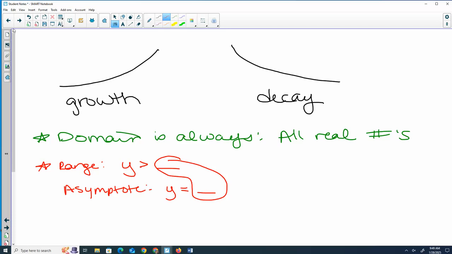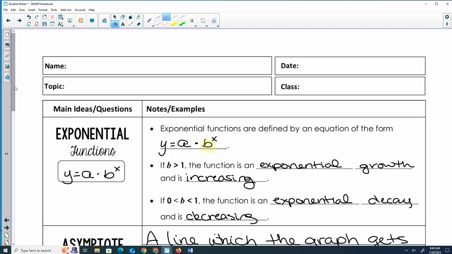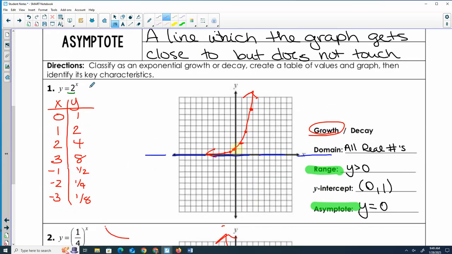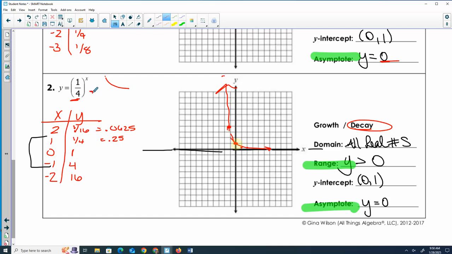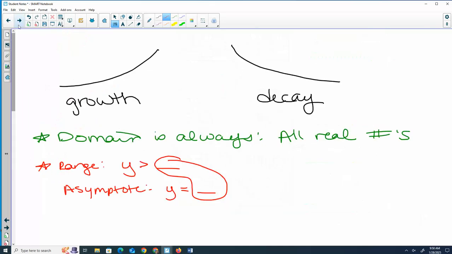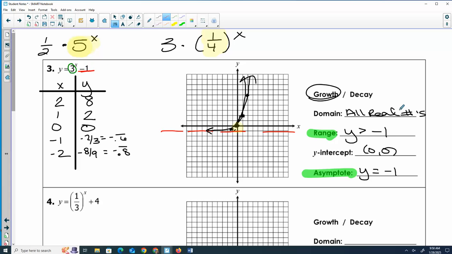So if I'm looking back at these problems we did yesterday, this one there's nothing on the end. It's like a +0. So my range and my asymptote were at 0. This one, there's nothing on the end, so it's just +0. So my range and my asymptote were both 0. But this one, we had -1, so my range and asymptote were at -1.